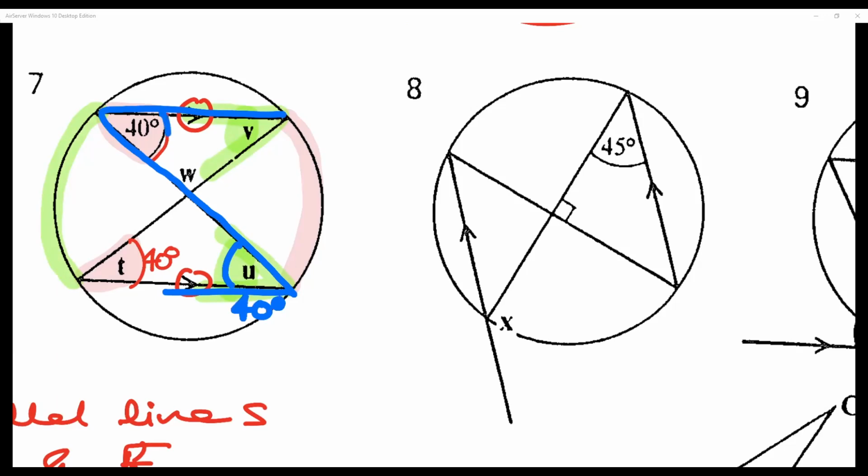Is it an alternate angle with this one here? Okay, now, if that's 40, now you can say V is 40 because they stand on the same arc. You can say that now because you already have one of them. You can't say it if you don't have any of them.